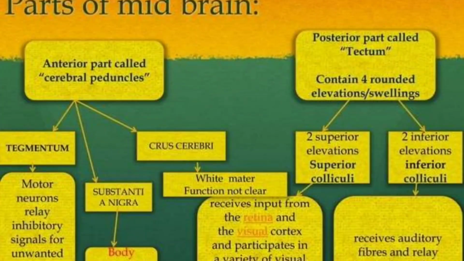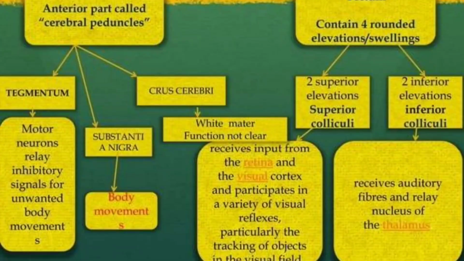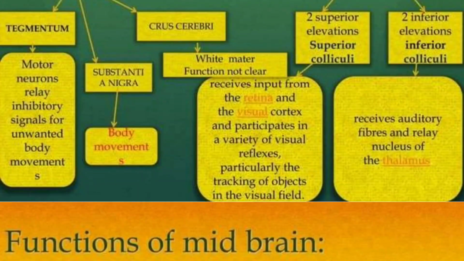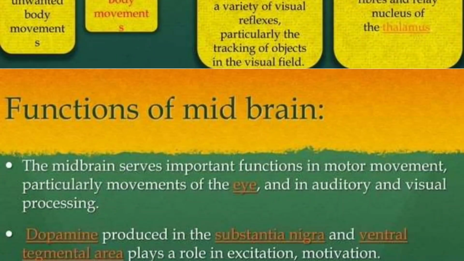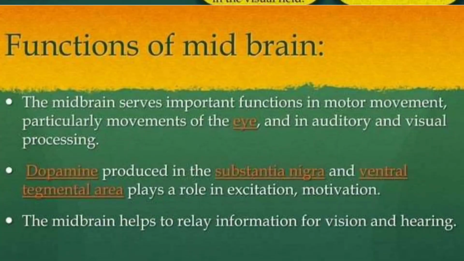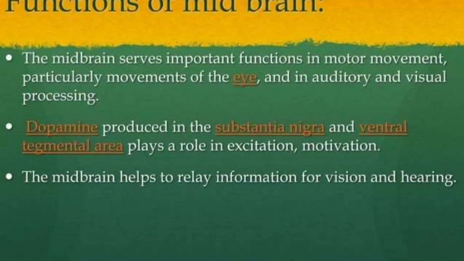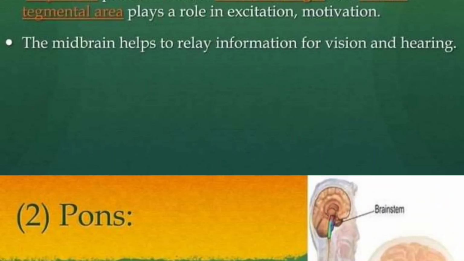Parts of the midbrain: the anterior part is called the cerebral peduncles; the posterior part, the tectum, contains four rounded elevations. Functions of the midbrain: the midbrain serves important functions in motor movement, particularly movement of the eye, and in auditory and visual processing. Dopamine produced in the substantia nigra and ventral tegmental area plays a role in excitation and motivation. The midbrain helps to relay information for vision and hearing.